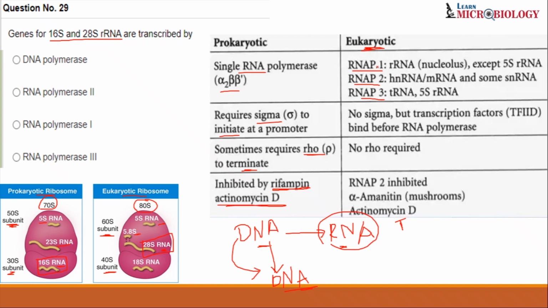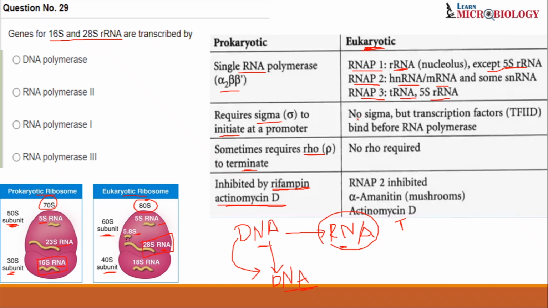Now in eukaryotes you have RNA polymerase 1, RNA polymerase 2 and RNA polymerase 3. RNA polymerase 1 is going to transcribe your rRNA except the 5S. There is a 5S RNA which is present in both of them, and it is not transcribed by RNA polymerase 1. RNA polymerase 2 will transcribe your hnRNA and mRNAs and some of the snRNAs, while RNA polymerase 3 is going to transcribe your tRNAs and the 5S rRNA.